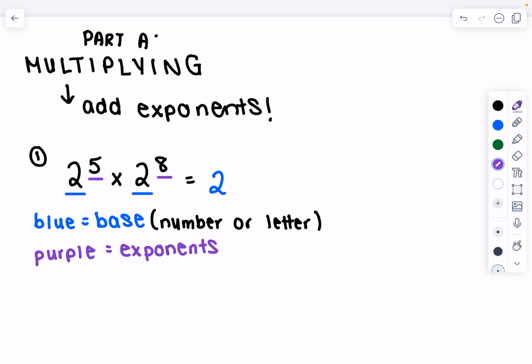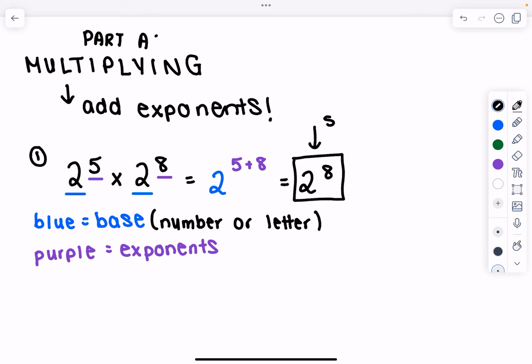You're going to take whatever your exponents are, and you're just going to add them. Okay, I have 2 exponents. One is 5, one is 8. Just going to add them together. And my final result is 2 to the power of 13. This is called simplifying. Okay, so again, this is simplified.